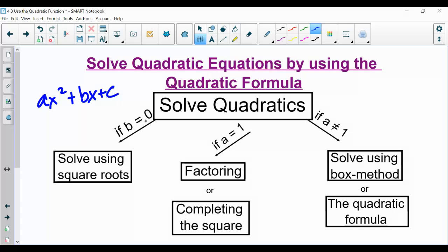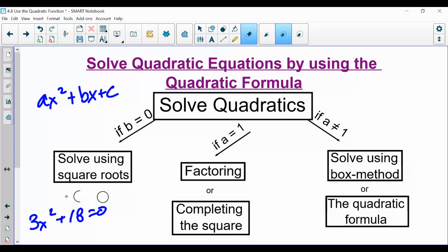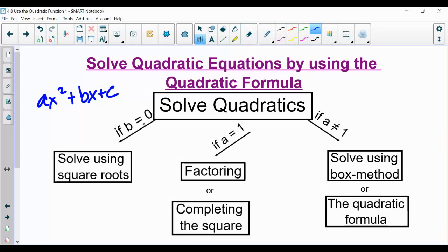If the b term is 0, if it's just something like 3x squared plus 18 equals 0, this is a problem where the b is 0. So then you can solve this using square roots. So right away, look to see if the b term is 0. If it is 0, solve it using square roots. If the b term is not 0, move on to the next thing.